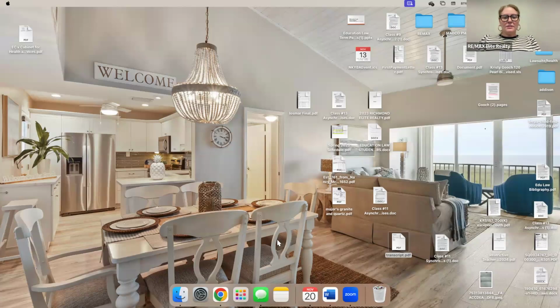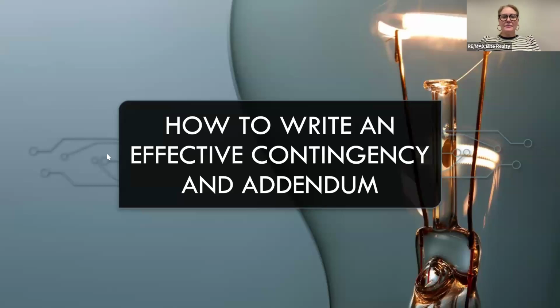Okay. So today we are going to talk about something that can be an issue whenever you've already written the contract, you've already accepted all the terms, and now you have a problem, and we go back to look at the contingency, and the contingency is not written in a way that gives any type of resolution to the issue at hand.